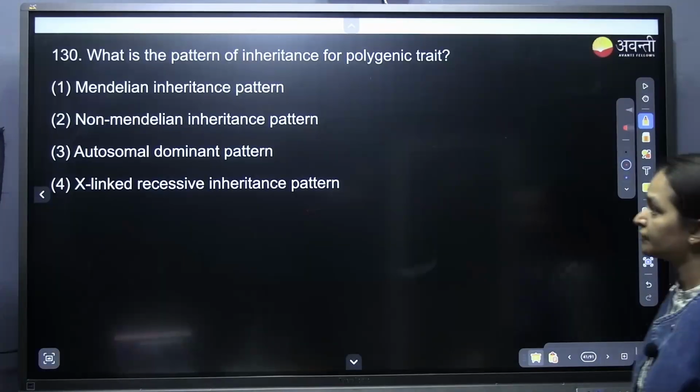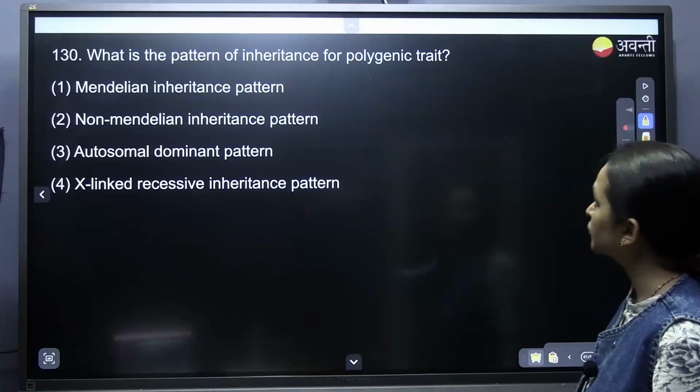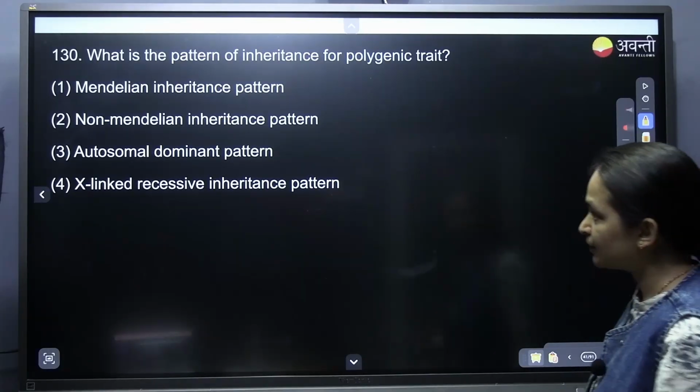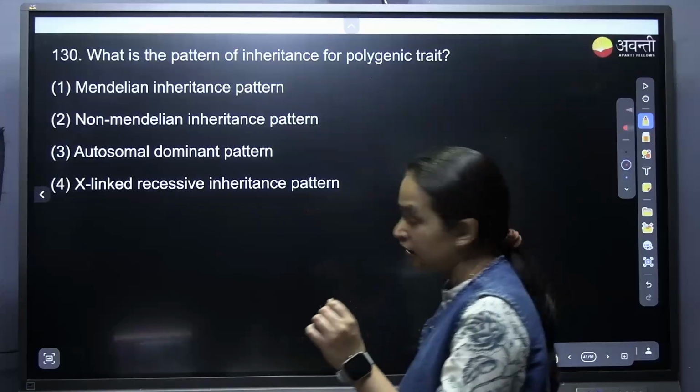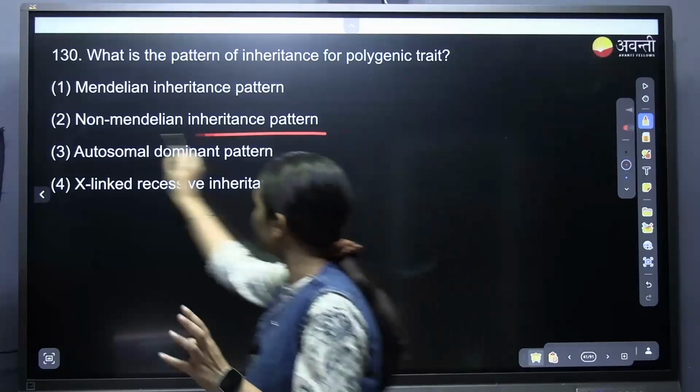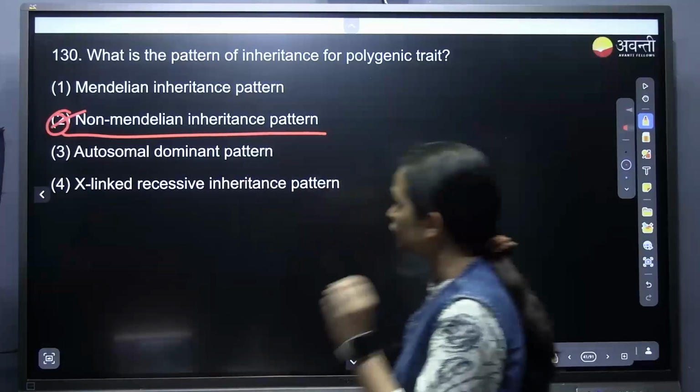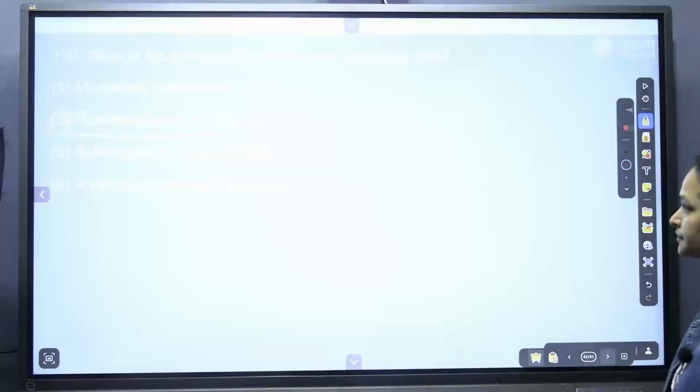Very good, everybody. What is the pattern of inheritance for polygenic trait? Is it Mendelian inheritance? Polygenic? It is non-Mendelian. Very good. It is non-Mendelian inheritance pattern.